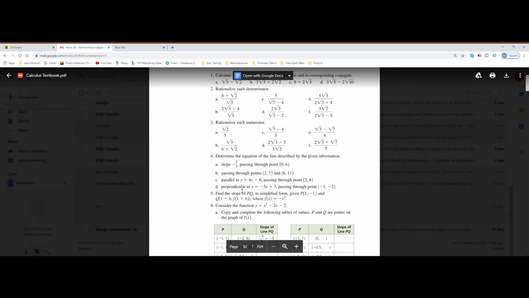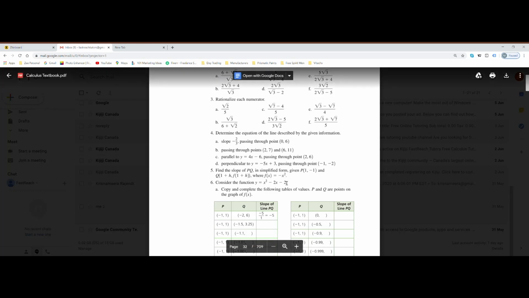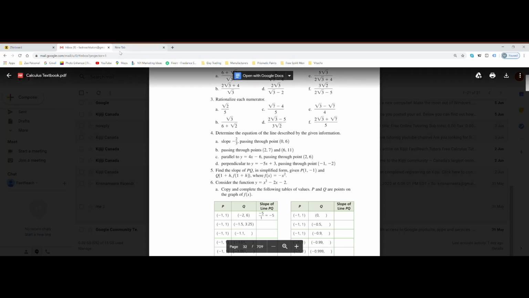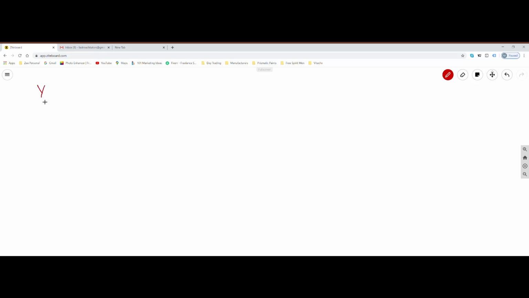Now we have to look at question 5. You have the point P(1, -1), and the function is f(x) = -x squared. So we need to find the slope. We can do that by doing this. So y equals negative x squared. The points are 1 and negative 1.